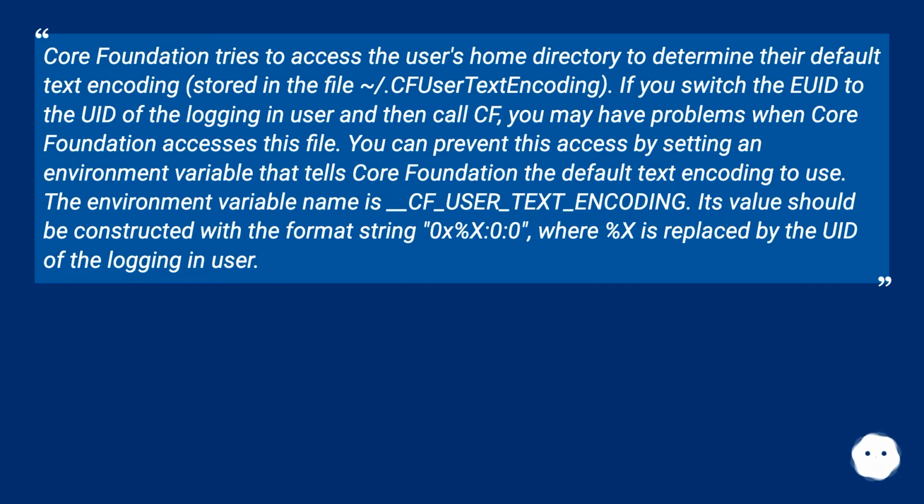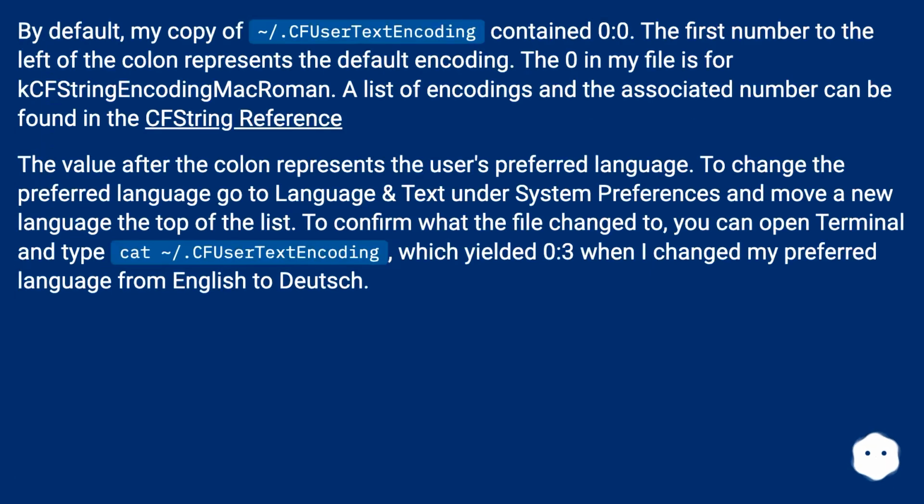The environment variable name is __CF_USER_TEXT_ENCODING. Its value should be constructed with the format string 0x%x:0:0, where %x is replaced by the UID of the logging in user. By default, my copy of /.CFUserTextEncoding contains 0:0.